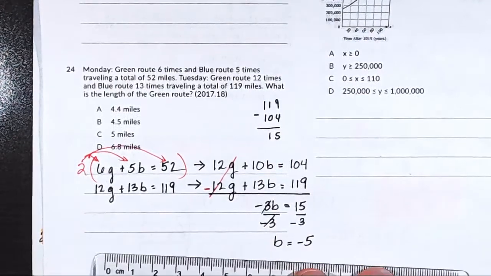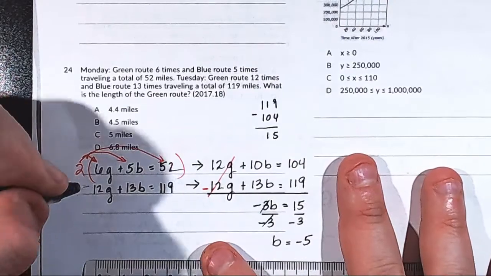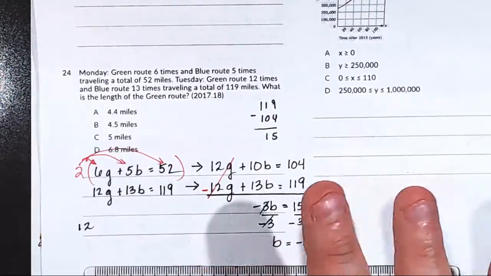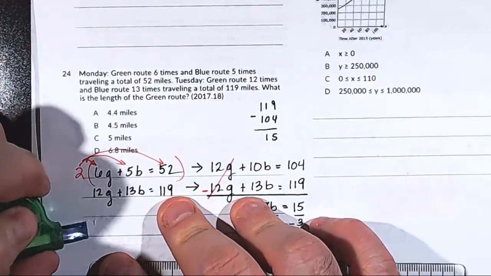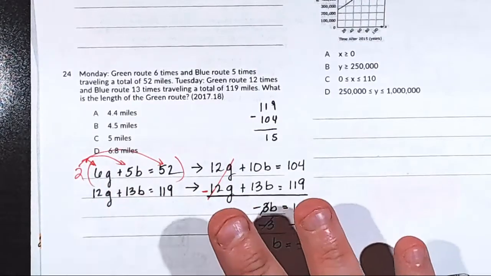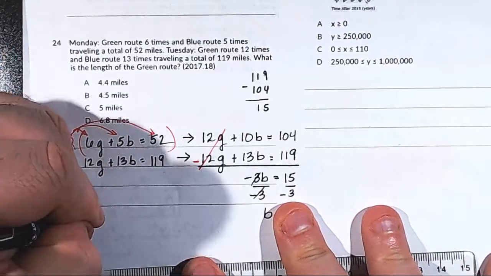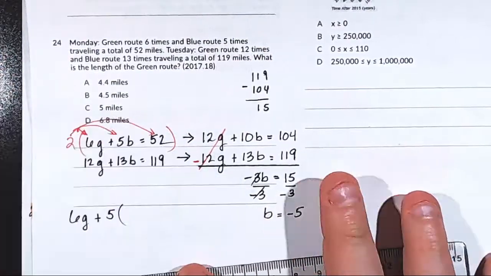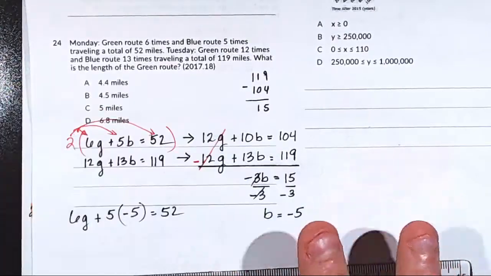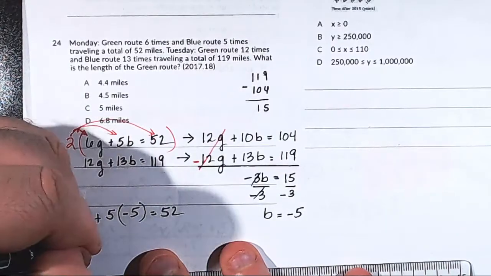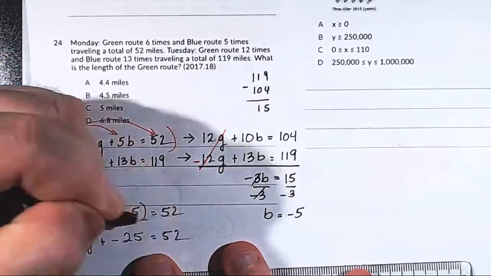Okay, and so now what I'll do is plug in negative 5 everywhere I see a b to solve for g. So 12, oops, I don't have to use 12. I can use this simpler function, which would be this top one. You just pick one and plug it in. You have 6g plus 5 times negative 5 equals 52. And so we now have 6g plus negative 25 equals 52.